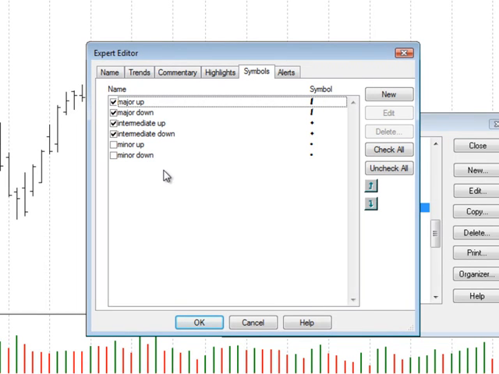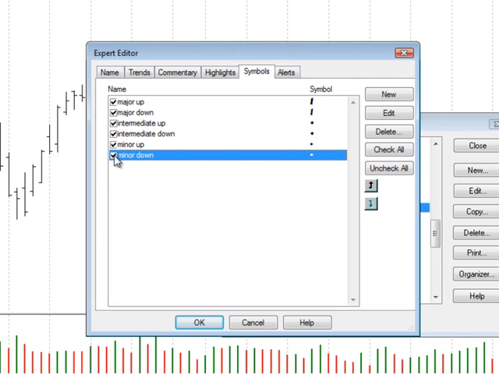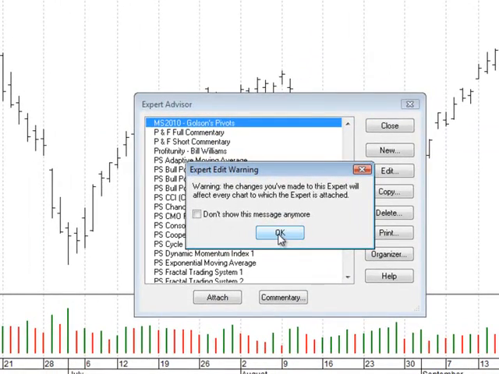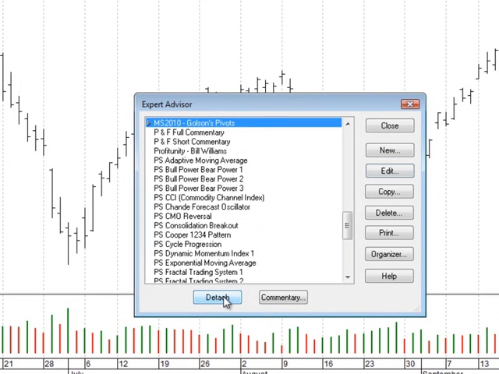So for this first one, what we're going to do is we're just going to have the minor up and the minor down pivots displayed. So I want to unselect everything else. And once I have these two selected, I'll click on OK, attach it to my chart, and then close down this dialog.